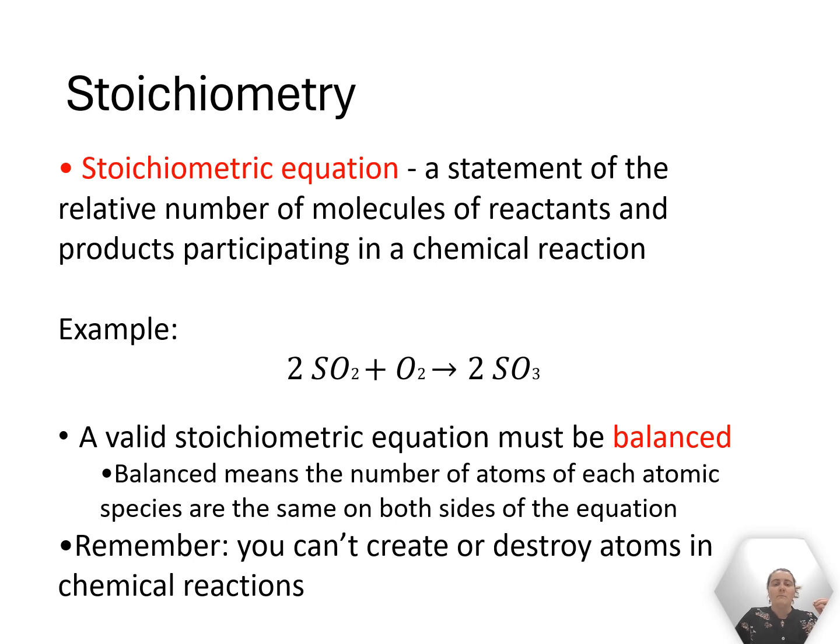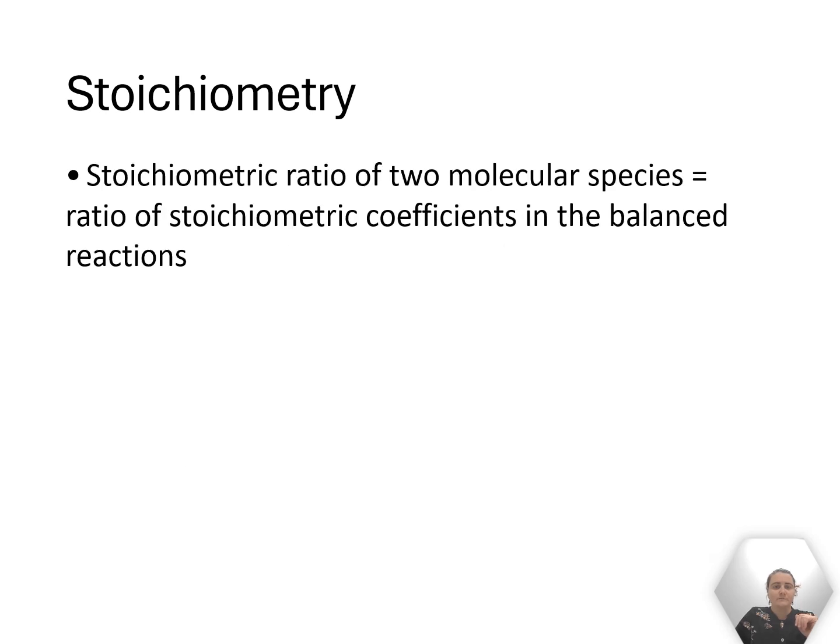A valid equation must be balanced, and that means that we have to have the same number of atoms on each side of the equation. So we have 2 atoms of sulfur and 2 atoms of sulfur on both sides of the equation, and we have the same amount of oxygens on both sides of the equation for that example. Remember, the reason for this is that you can't create or destroy atoms in chemical reactions. If you're creating or destroying atoms, we're in big trouble, right? Just the same as mass, we can't create or destroy as we go forward.